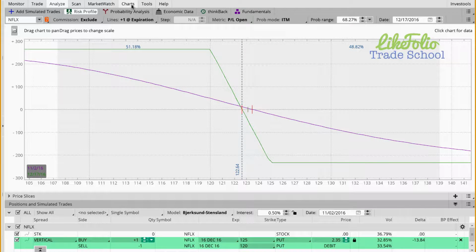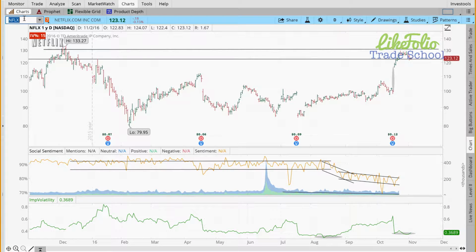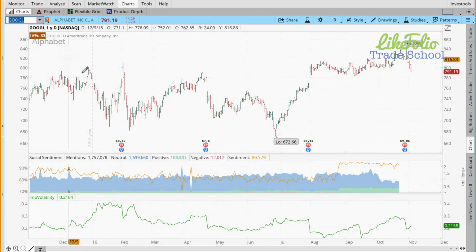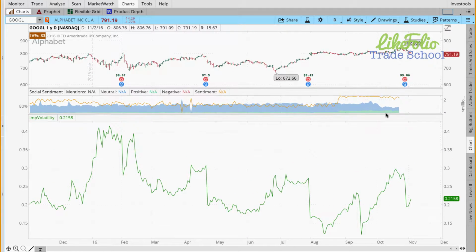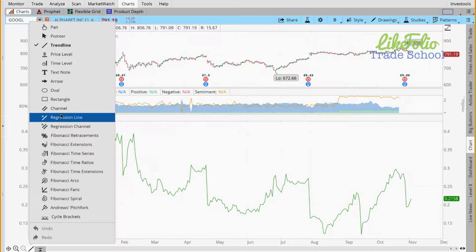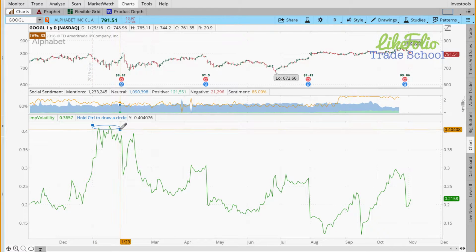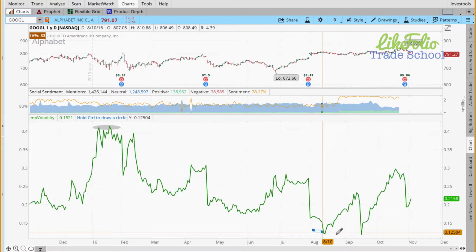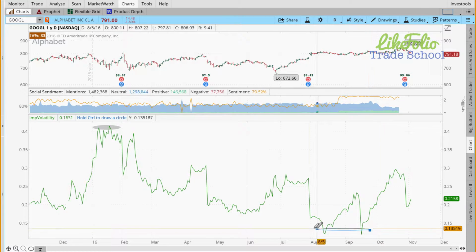So let's take a look at the bullish opportunity, the bullish version of this, which would be buying a call spread. I noticed in Google that we have, first of all, implied volatility is closer to the bottom end of its 52-week range than it is to the top end of its 52-week range. So we've got our implied volatility chart. Here's the top end of the range, 40% roughly. Here's the bottom end of the range, right around 12%. And we're currently at 21%.